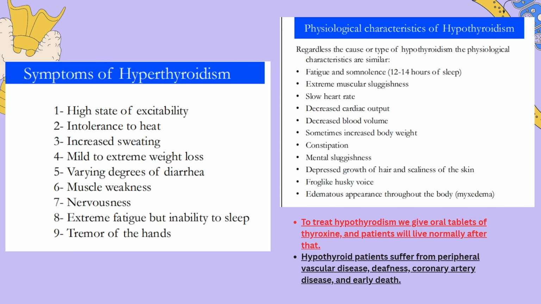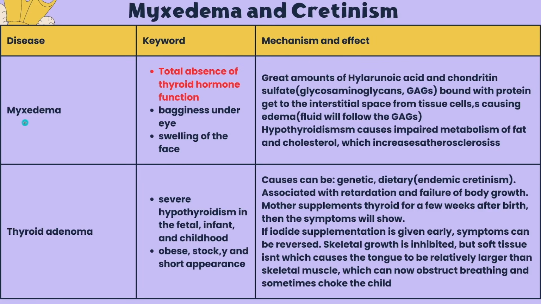Patients with hypothyroidism will have less lipolysis, which means more fat, more cholesterol. That will put them at a higher risk of what? Of atherosclerosis, peripheral vascular disease, coronary artery disease, and that could cause early death. Another thing that hypothyroidic patients suffer from is deafness. We're going to talk about myxedema and not thyroid adenoma, but cretinism.